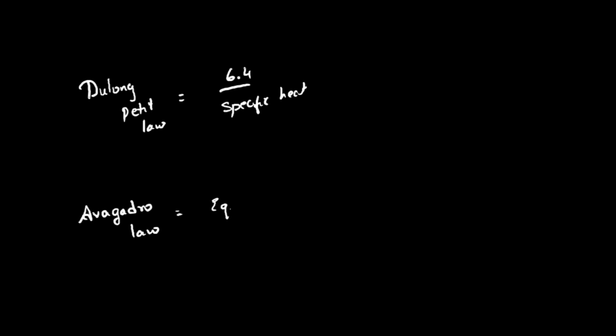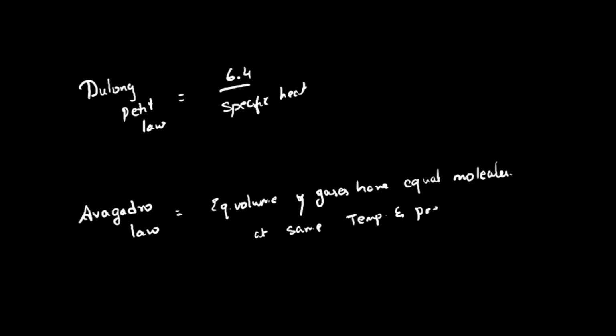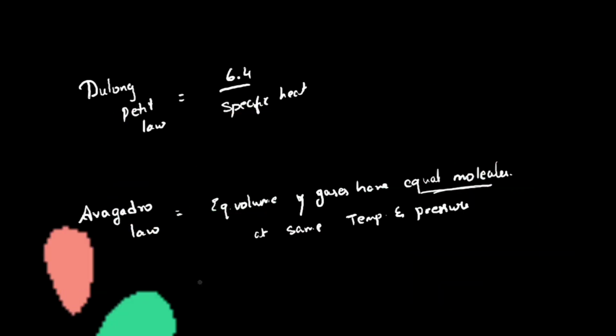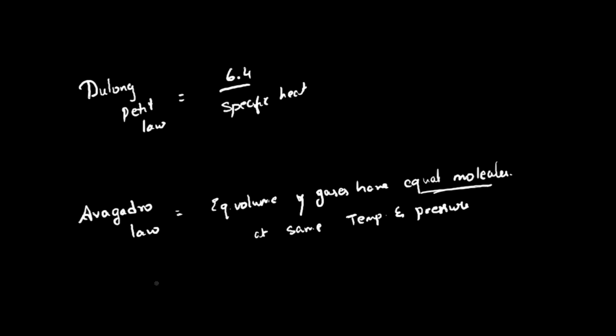Now Avogadro's law says that equal volumes of all gases contain an equal number of molecules at the same temperature and pressure. If the temperature is the same and the pressure is the same, then the volume of all the gases is also the same, and the number of molecules will be the same. That is what you learned: 22.4 liters of any gas at the same temperature and pressure will have the same number of atoms or molecules, 6.022 times 10 to the power 23. That was the number of molecules.